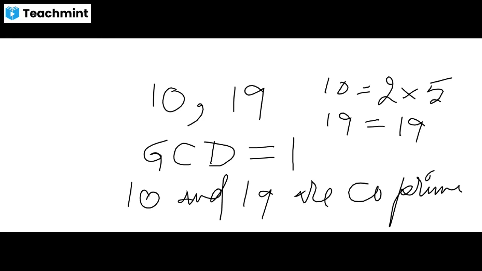Similarly, if you find two polynomials, after factorization you don't find any common factor, so definitely you have to write GCD is equal to 1. The two polynomials can be called co-prime. So that is the meaning of co-prime. You can give many other examples of co-prime.